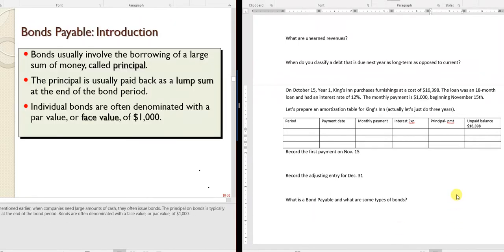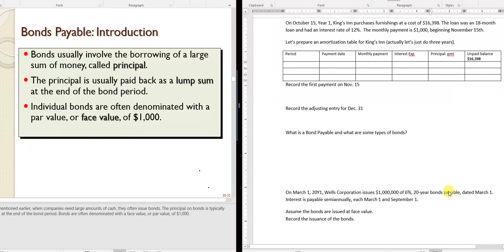Okay, bonds payable. Bonds payable are unique. Generally, bonds payable are used when you need a very large amount of money. And notice that they're usually denominated in $1,000. Okay, so let's say I needed $40 million. So the city of Quincy recently issued bonds to build several new schools. So what could they do? They could go to some banks.